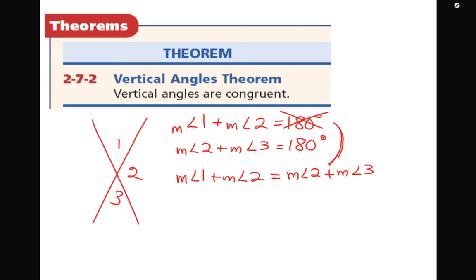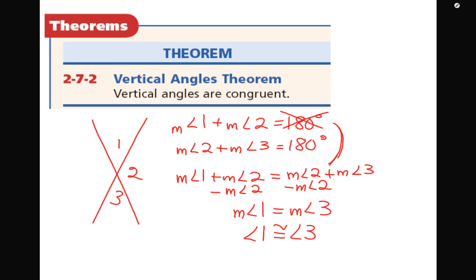So I substitute it. If you look at the equation that I have there, if I would subtract measure of angle 2 from each side, we just learned that would be the subtraction property of equality, subtracting by the same thing on each side. That leaves us measure of angle 1 equaling measure of angle 3. If we have two angles with the same degree measure, they are congruent. Vertical angles 1 and 3 are congruent.